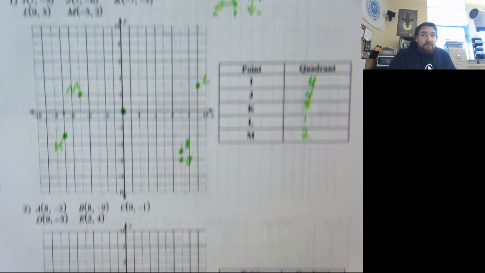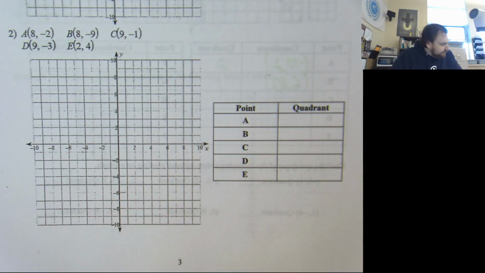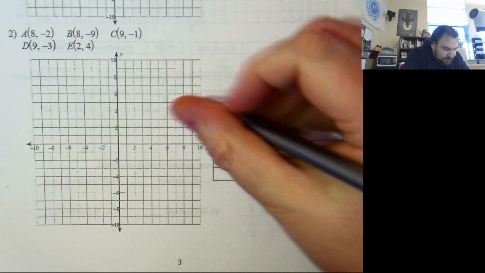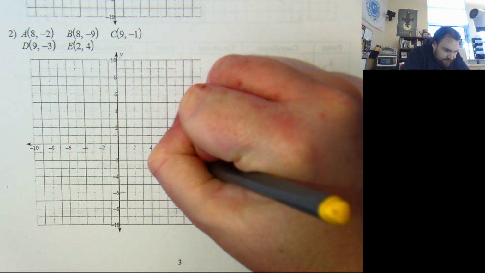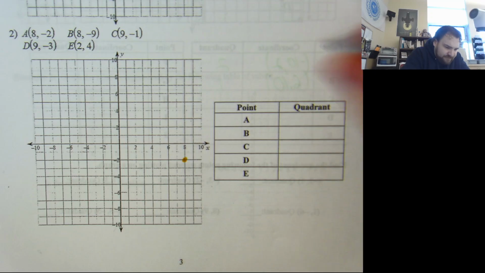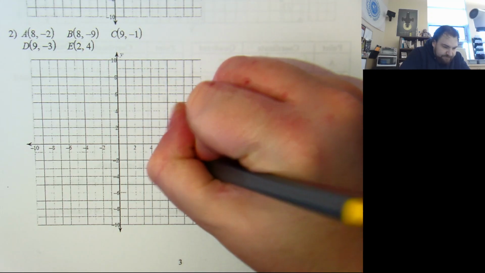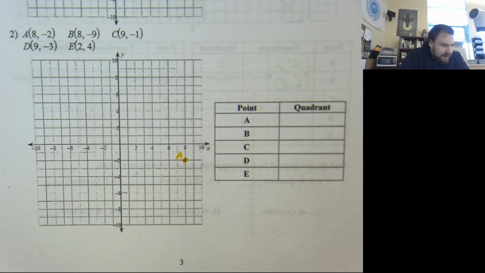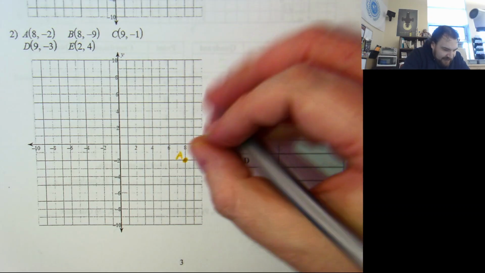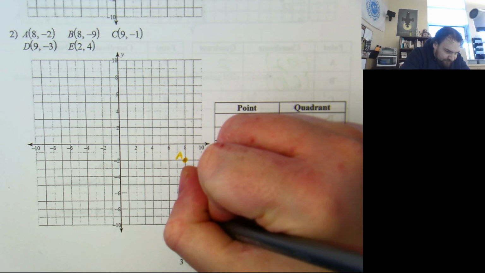Okay, then the bottom ones are going to look like this. A is going to be right here. Can we see the yellow? Yeah. Here's point A. B is going to be at 8, -9, so that's way down here.